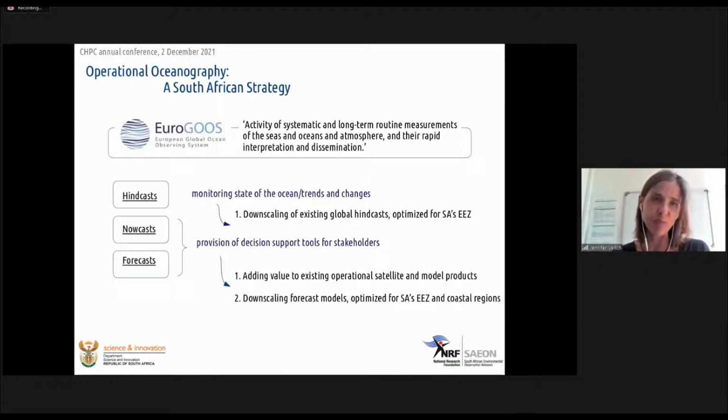So SAON's part in all of this is in developing various types of operational products that will feed directly into OCIMS. Apart from an optimized high-resolution hindcast or historical ocean model of our entire exclusive economic zone, downscaled from globally available products, we have also been developing nowcast and forecast tools by adding value to existing satellite and global model products. We are also developing custom coastal and bay scale forecast models that reach scales that the global products are just unable to.